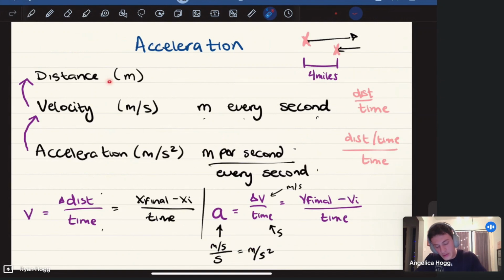If we have distance and we want to describe how distance is changing, we talk about velocity. If we want to describe how velocity is changing, we have to talk about acceleration. That's because velocity covers how many meters are covered every second, and acceleration talks about how the velocity is changing every second. We use these 2 equations to help describe that.